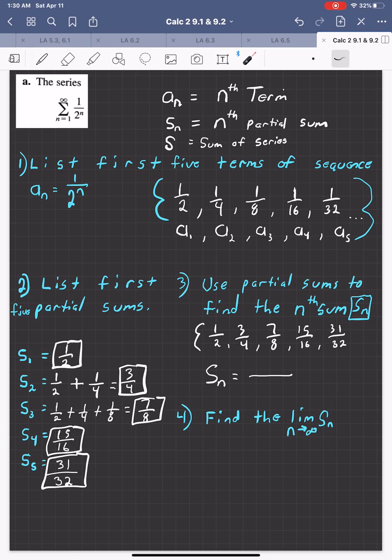That's 2 to the power of 1, 2 to the power of 2, 2 to the power of 3. So I know that I can represent the denominator of that nth partial sum as just 2 to the power of n. Now let's look at the numerator.